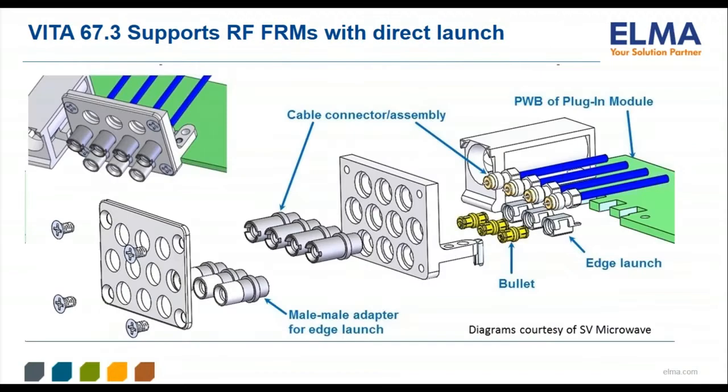This is an example of 2 different types of contacts that can be used on VITA 67.3 apertures. In the upper right-hand corner, you can see 4 cable assemblies that would be snapped into the top row. Below that, you see edge launch contacts that might be used to launch directly from mezzanine and or the base board. As I stated earlier, the contact row spacing can be unique to the customer's application.